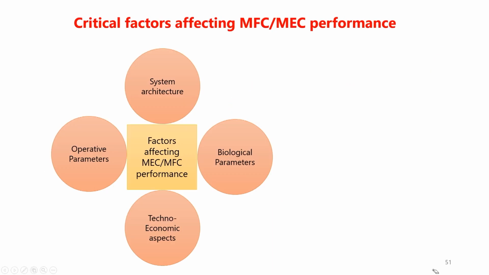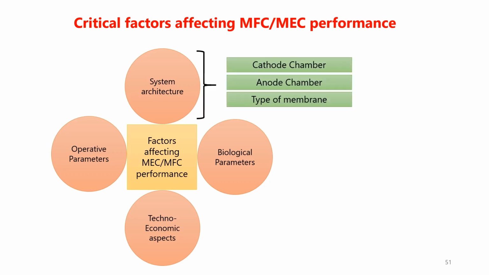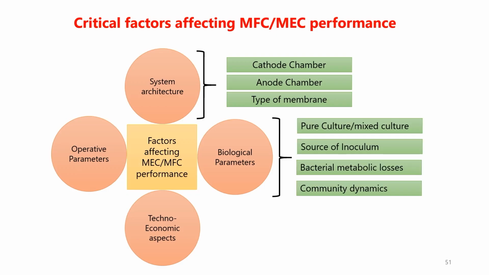and this methane can be converted into methanol and finally formaldehyde. So, some of the critical factors which affect MFC and MEC performance are the system architecture, the operative parameters, techno-economic aspects and the biological parameters. The system architecture basically involves the cathode chamber, anode chamber and the type of membrane. Then in the case of biological parameters, whether it is a pure culture or a mixed culture, what is the source of the inoculum, and the bacterial metabolic losses and community dynamics play a critical role.